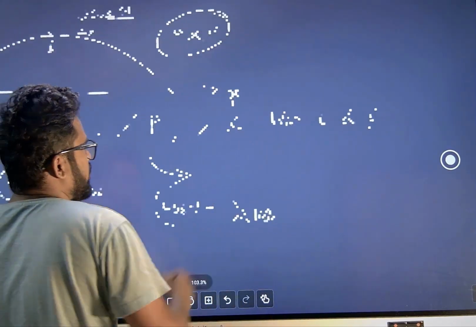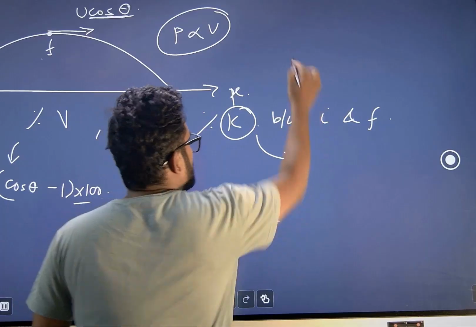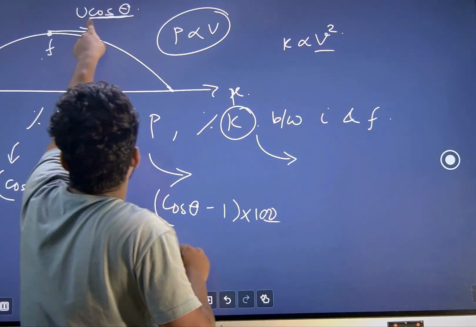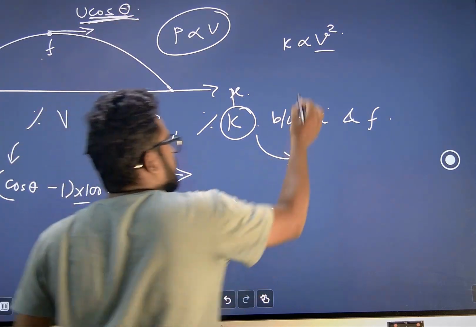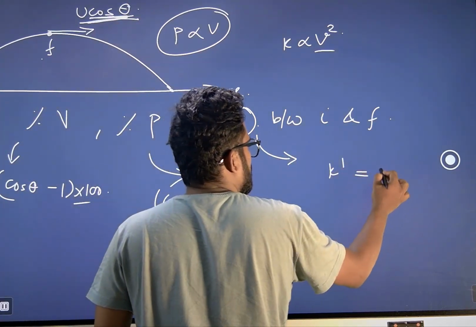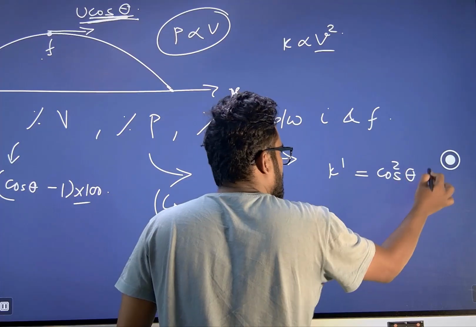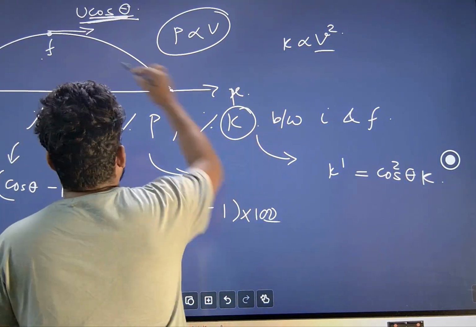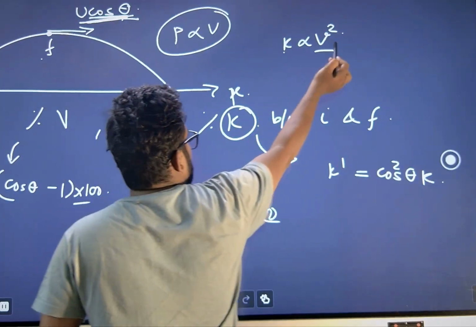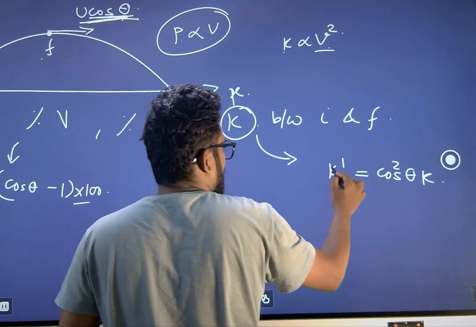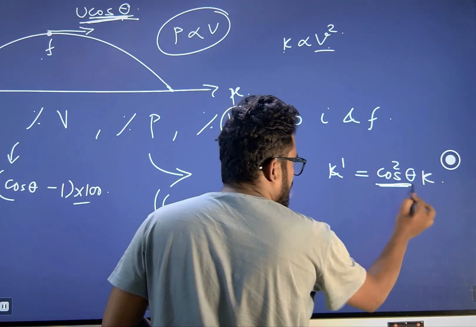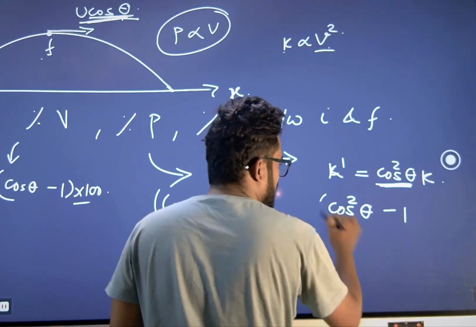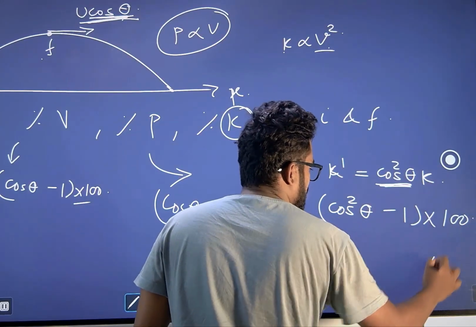Percentage change in kinetic energy: kinetic energy is proportional to what? Speed square. So speed becomes how many times? Cos theta times, so kinetic energy would become how much? Cos square theta times the initial value. Velocity becomes cos theta times, kinetic energy proportional to velocity square, so kinetic energy would become cos square theta times. What is the factor here? Cos square theta. Factor minus 1 into 100, cos square theta minus 1 into 100, that is our answer.